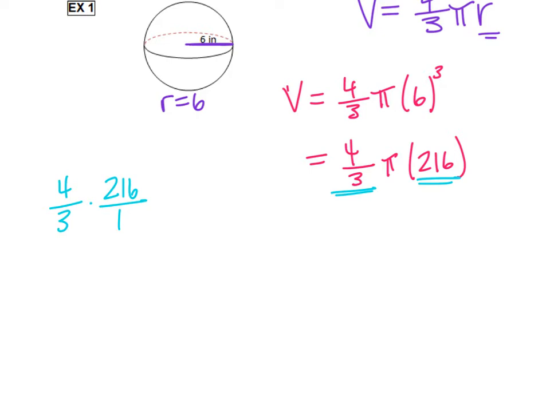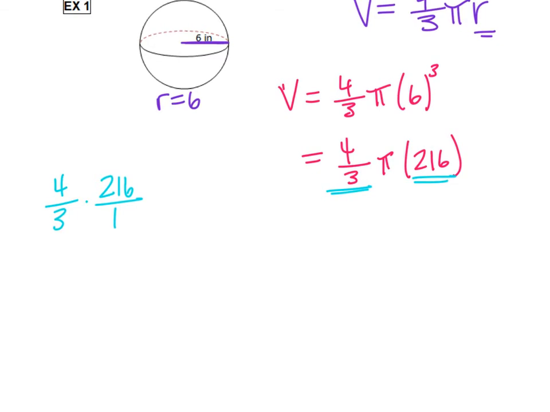If you can do any reducing, if you'd like to do the cross reducing, you could reduce right here, the 216 and the 3, or you could multiply straight across and then reduce that way. So whatever you prefer. I'm going to see if 3 fits into 216. I'm pretty sure it's going to fit nice and evenly. So if I divide 3 by 3, I get 1. If I divide 216 by 3, I get 72. And now I just have to multiply 4 times 72. That gives me 288. So my volume is equal to 4/3 times 216 is 288.